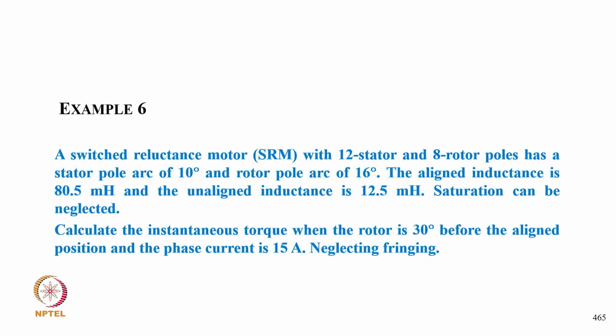Now coming to example 6. A switched reluctance motor with 12 stator and 8 rotor poles has a stator pole arc of 10 degrees and rotor pole arc of 16 degrees. The aligned inductance is 80.5 millihenry and the unaligned inductance is 12.5 millihenry. Saturation can be neglected. Calculate the instantaneous torque when the rotor is 30 degrees before the aligned position and the phase current is 59 ampere.